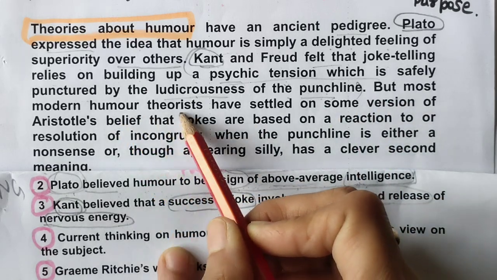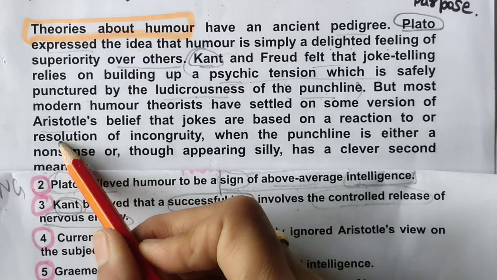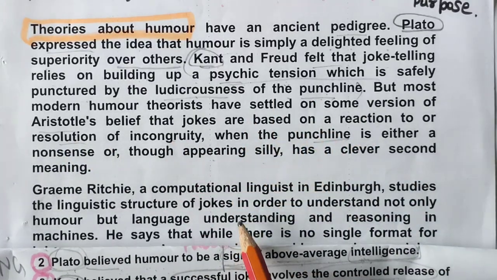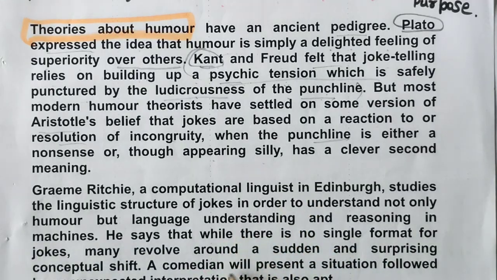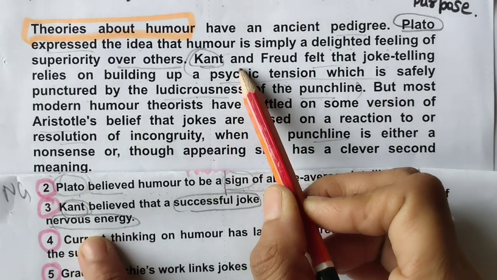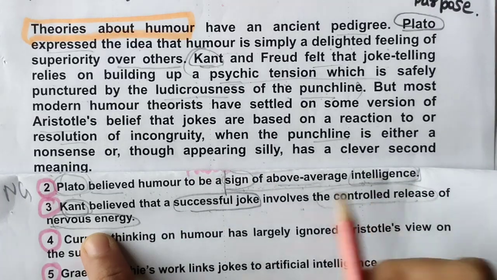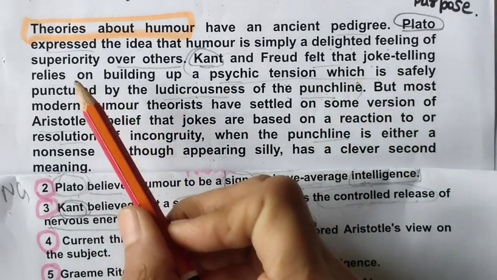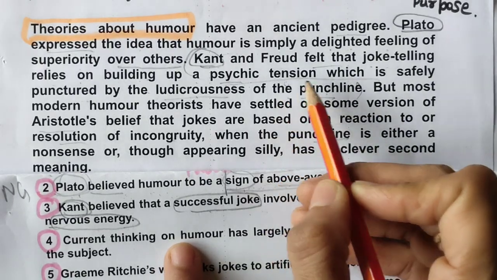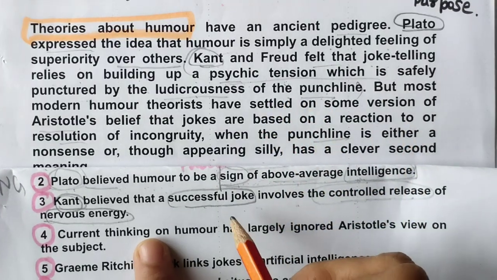But most modern humor theorists have settled on some version of Aristotle's belief that jokes are based on reaction to resolution of this punchline, either a nonsense or appearing. Kant is no one, so this spelling is here only. So what he is believing is that a successful joke involves a controlled release of nervous energy. So joke telling relies on building up a psychic tension, which is safely punctured by the ludicrousness of the punchline. See this, this is actually true.